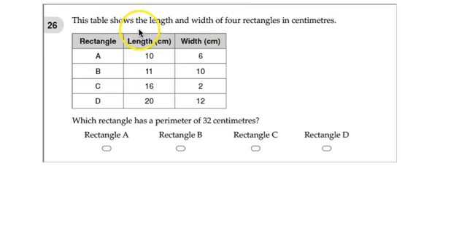This is the 2016 Year 7 NAPLAN non-calculator paper. This table shows the length and width of 4 rectangles in centimetres. And it's asking which rectangle has a perimeter of 32 centimetres.